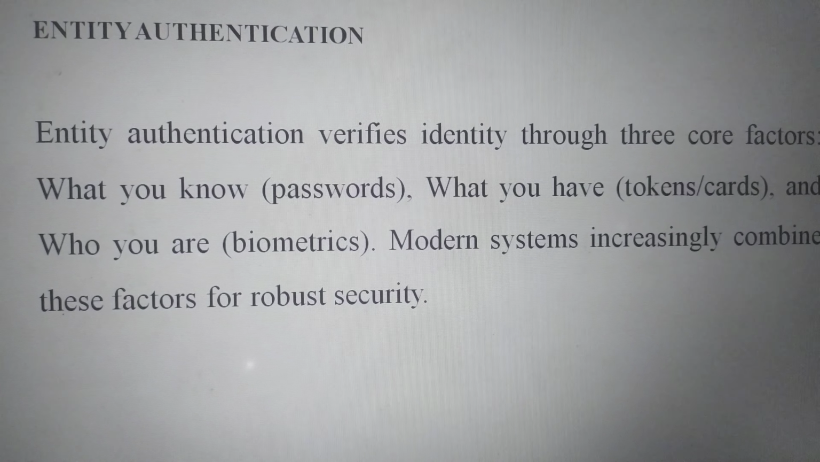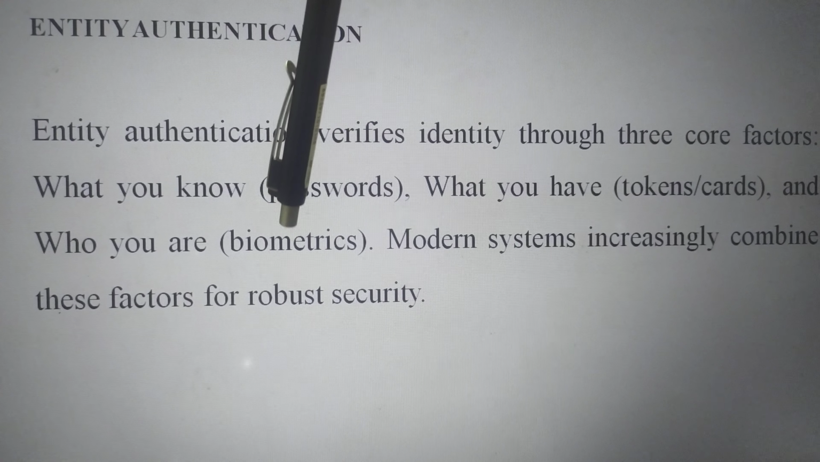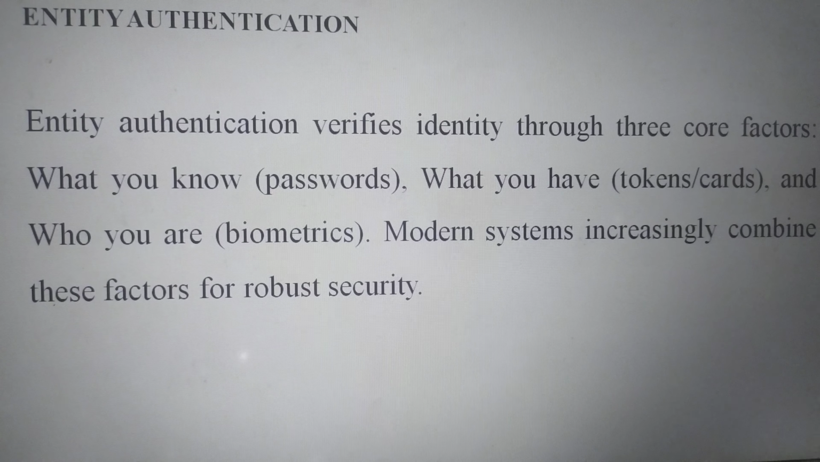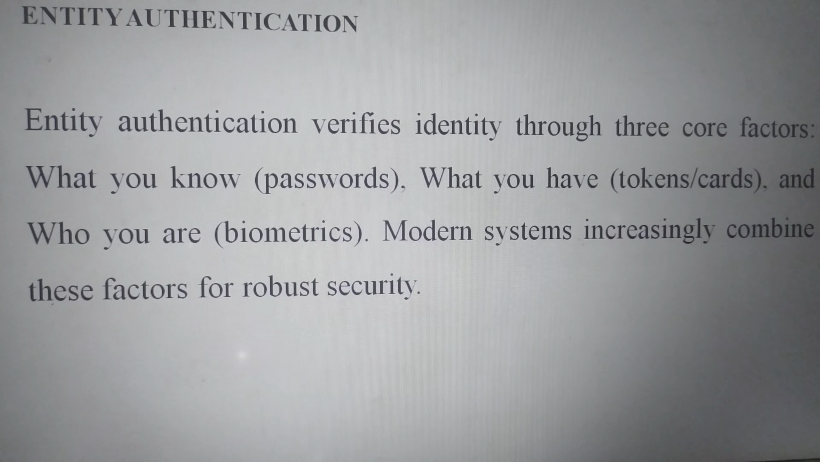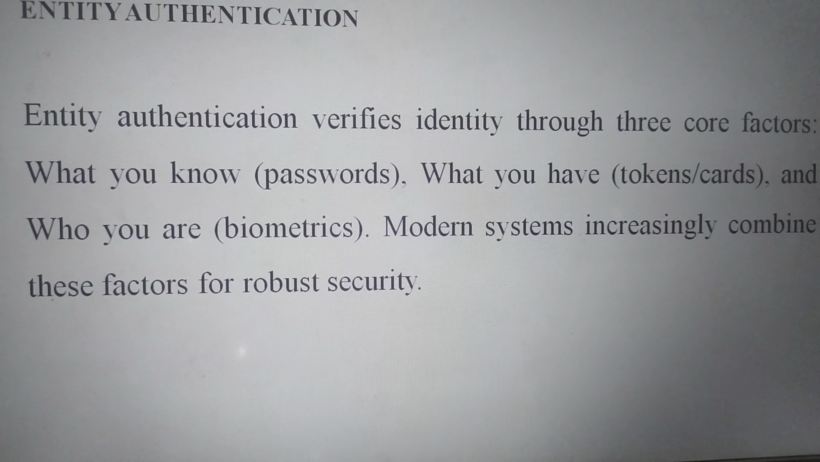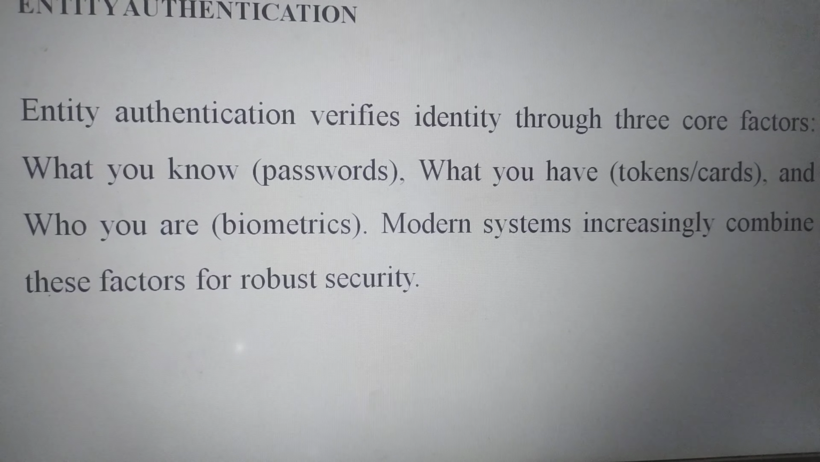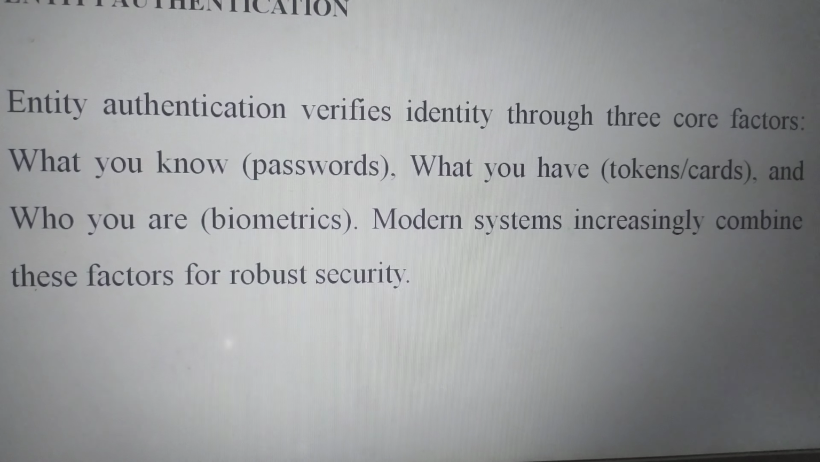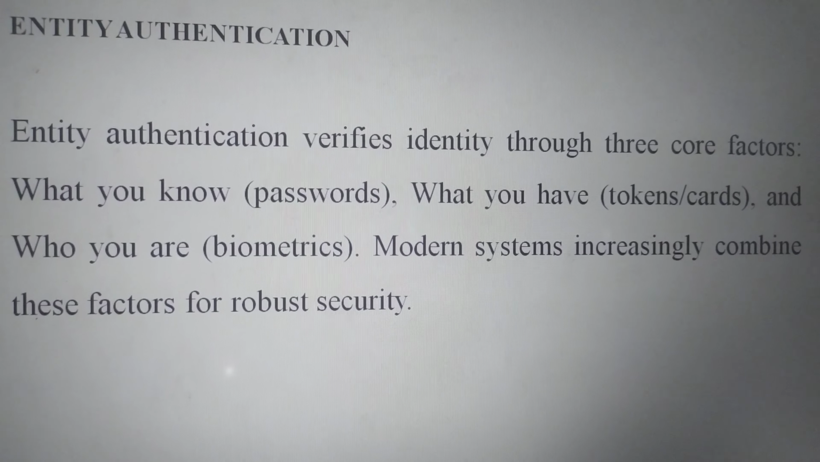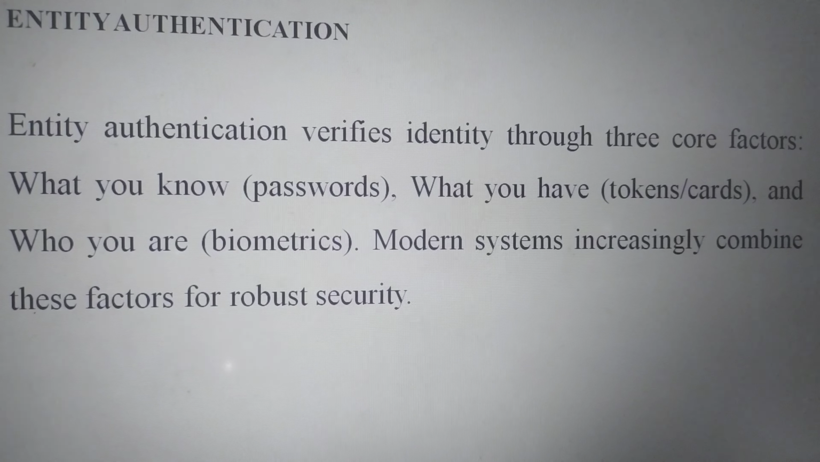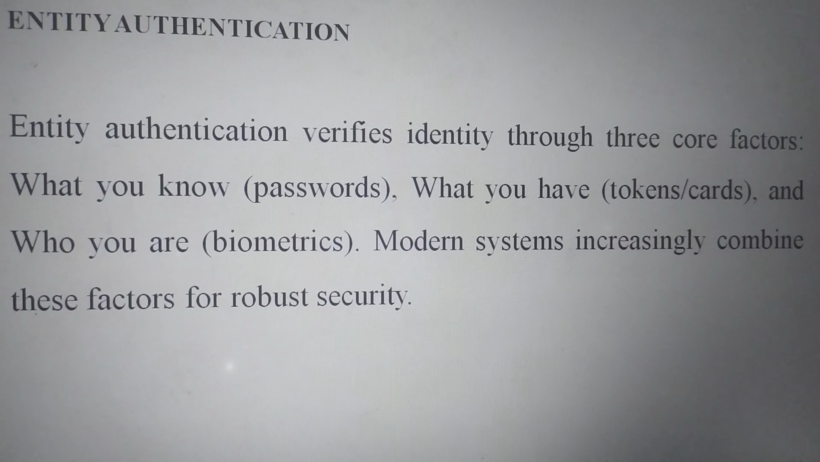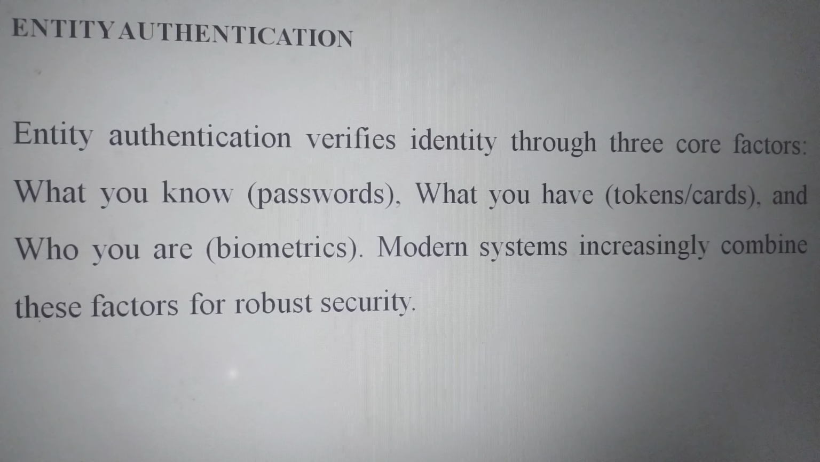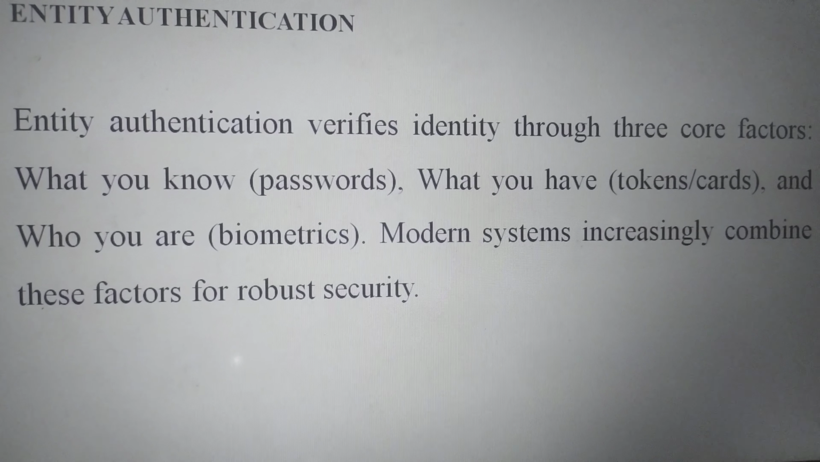First one is password, second one is token, and third one is biometrics. Password means what you know, token means what you have, and biometrics means who you are. This is the keyword for these factors. Finally, we can conclude that entity authentication is a combination of three factors: password, token, and biometrics.